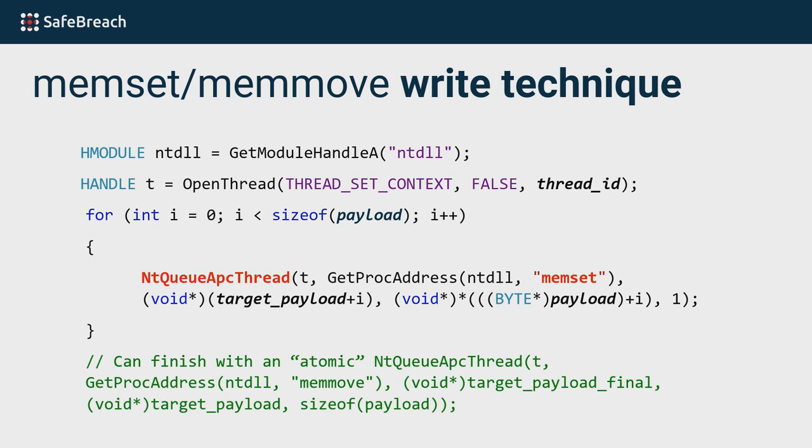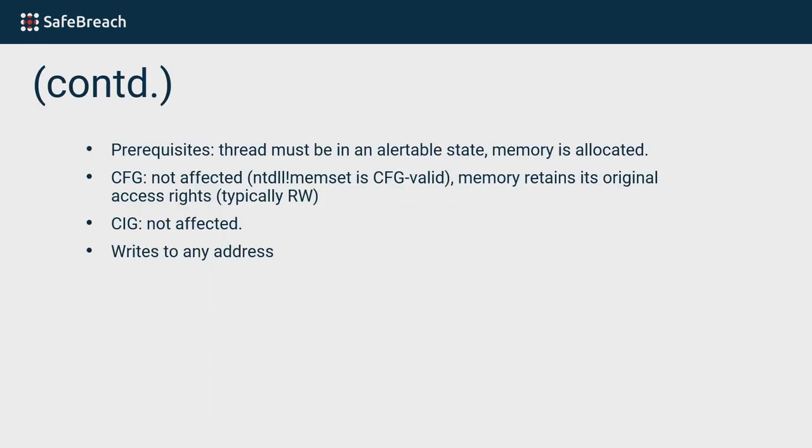And finally, we can make it atomic by writing the data to some temporary address not in use, temporary buffer not in use, and then copying the buffer in a single atomic step using memmove, which allows us to move using NtQueueApcThread with memmove, taking 3 arguments, destination address, source address, and length. Thereby, we can achieve atomic memory writing. CFG, note that although we invoke NtQueueApcThread, CFG has no effect on us because the target functions, the memset and memmove, are of course CFG valid. And we can write to any address, in fact. The only prerequisite is that the thread must be in an alertable state and the memory should be allocated, which are not serious problems.